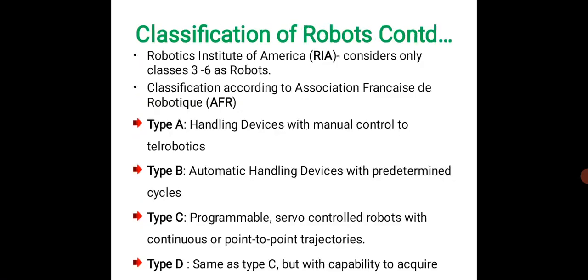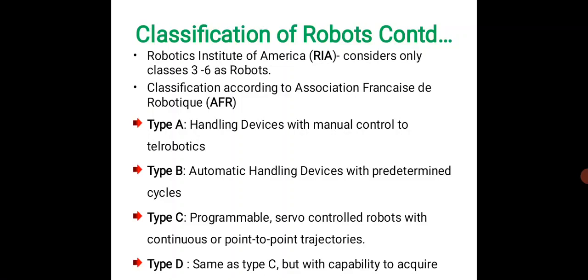And coming to the Robotics Institute of America, which I told in the previous thing, RIA, it has considered only classes 3 to 6. And here they classify it as type A, type B, type C, and type D. So type A is handling devices with manual control to telerobotics. Type B is automatic handling devices with predetermined cycles. So this will know how many times it has to take.